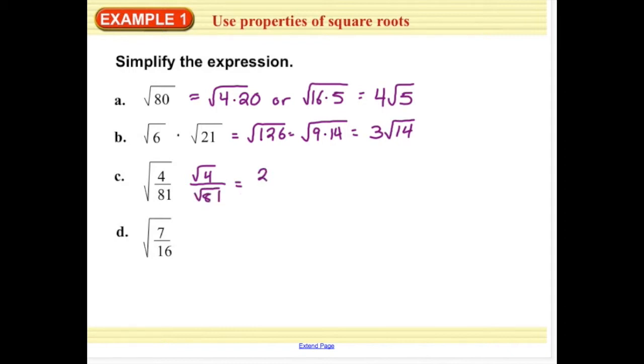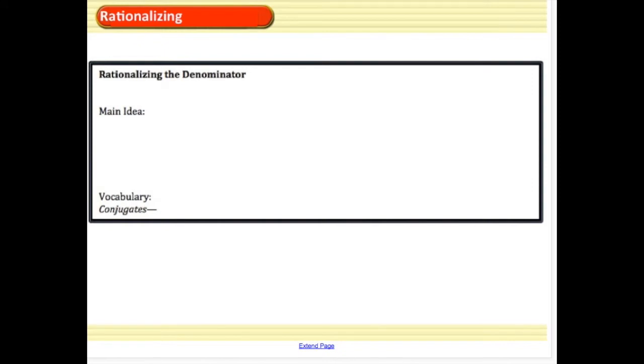Letter C is similar. We are going to use the quotient rule. We can take the square root of 4 and square root of 81 to get 2 over 9. Letter D is a little different because we can't find the square root of 7, so our numerator is going to stay the same.